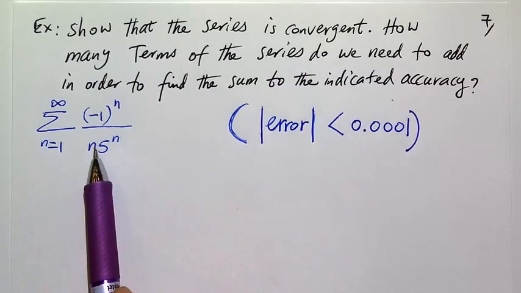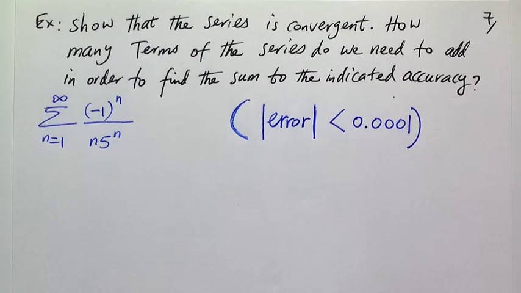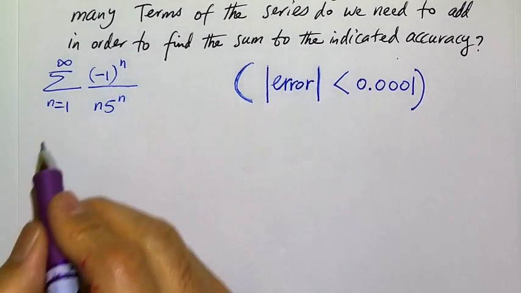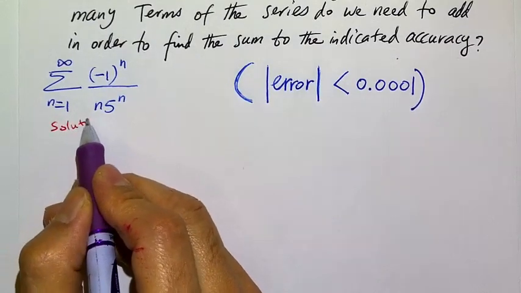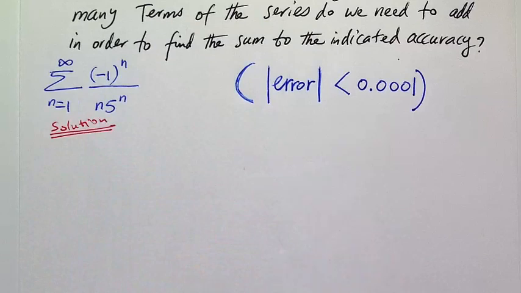Okay? So let us first show that this alternating series is convergent. We have to show that those two conditions are satisfied, right? So let's do that. And it's probably a good idea if you pause the video at this point and show that this series is convergent.